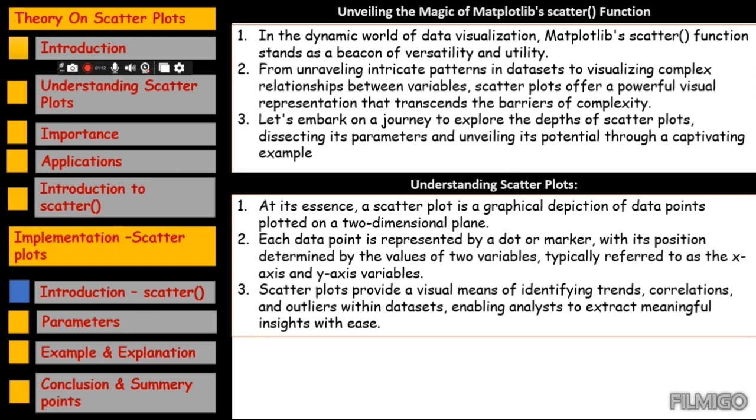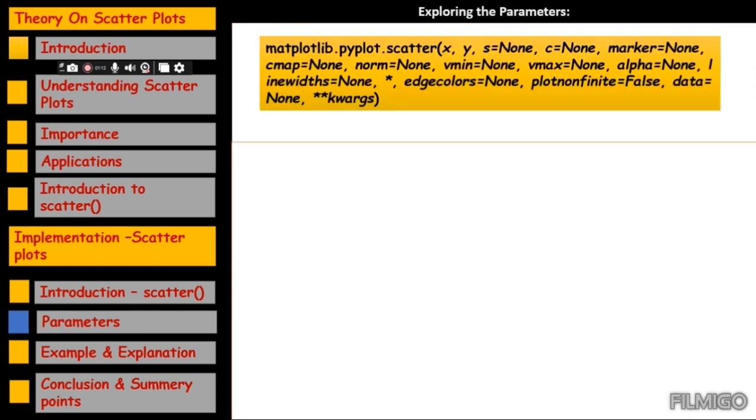Scatter plots provide a visual means of identifying trends, correlations, and outliers within datasets, enabling analysts to extract meaningful insights from these. Exploring the parameters. This is the syntax that should be followed to plot the scatter plots. The scatter function in the pyplot module is used to plot the scatter plots. This function takes a few parameters which are highly used to customize the plot, such as marker color, marker edge color, and so on.